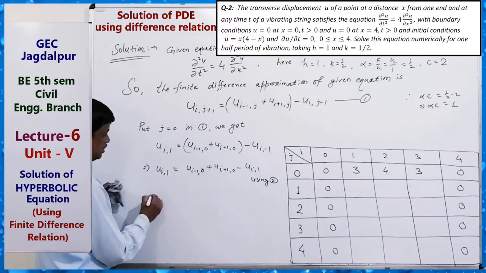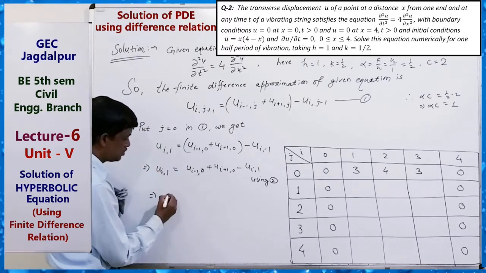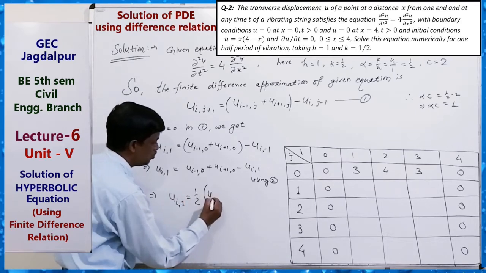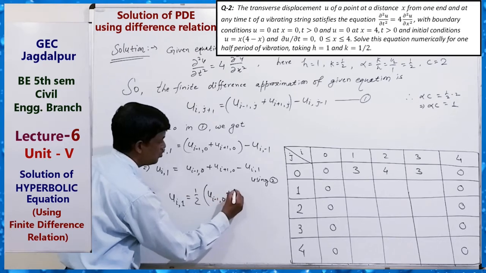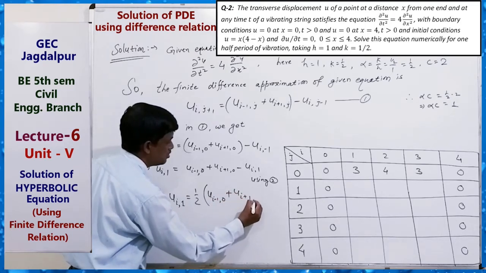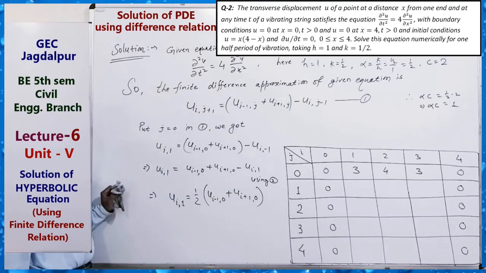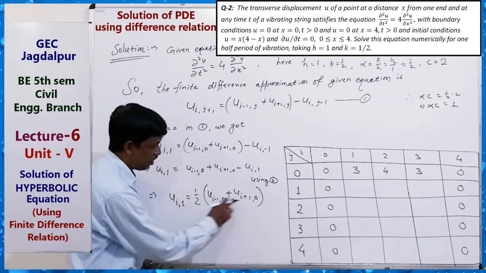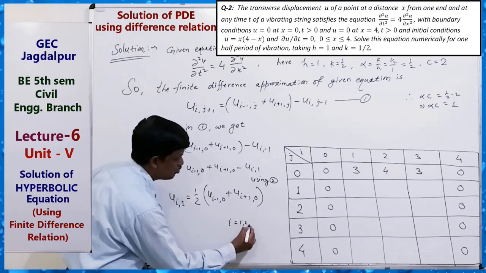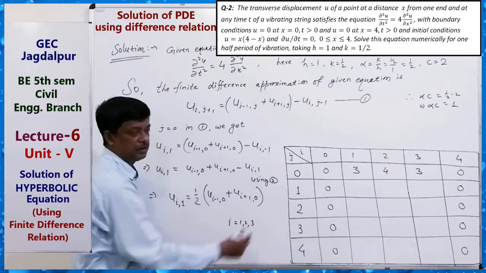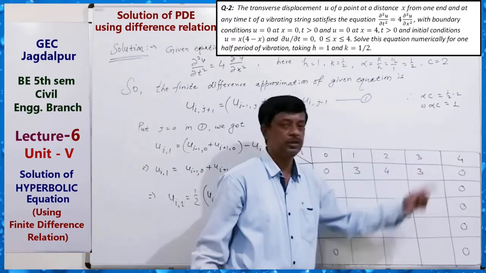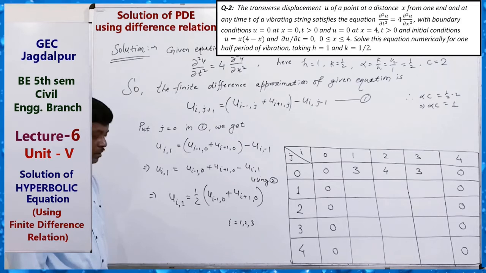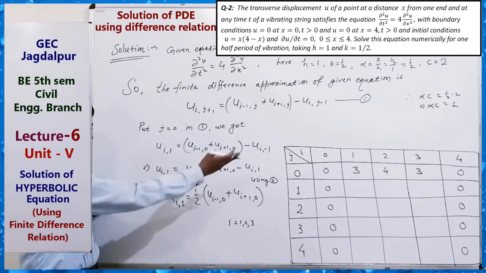From here we can see that these are the same, so 2 times u(i,1) equals 1 by 2, u(i-1,0) plus u(i+1,0). So u(i,1), this is true for i equals 1, 2, 3. Here i equals 1, 2, 3, you can put values here. So you can get 3 values.